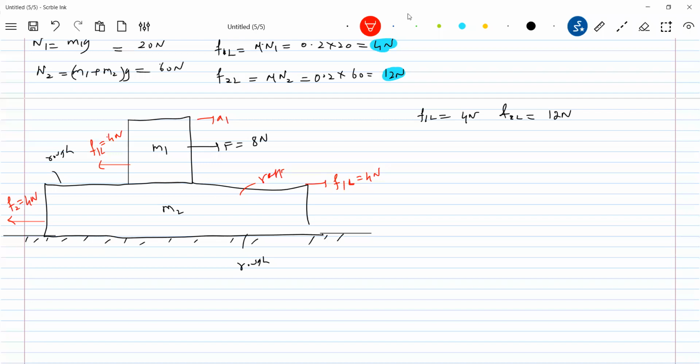Okay, clear now? So this should be the 8 Newton if I apply it. So F1 is how much? 4 Newton, and this will be 4 Newton. So what is the state? Now what can we write? A1 equals F minus FNL by M1. This is 8 minus 4 by 2, which is 2 meter per second square.